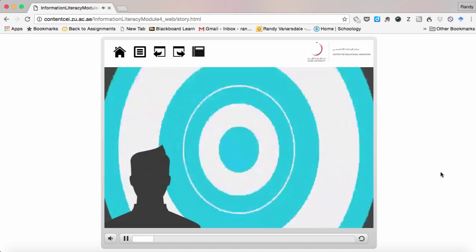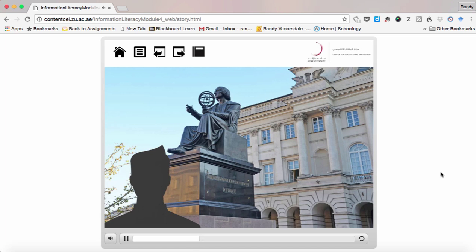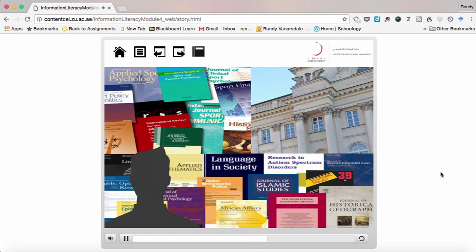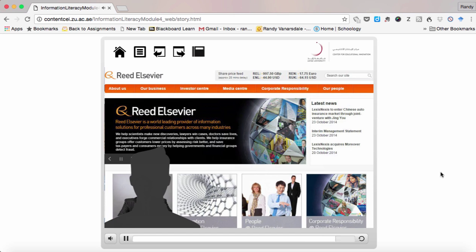You are almost done, but you must evaluate the publisher. You can find out if the publisher is known for scholarly publications and if it has a rigorous peer review process. This will indicate quality publications. The best way to do this is to visit the publisher's website.